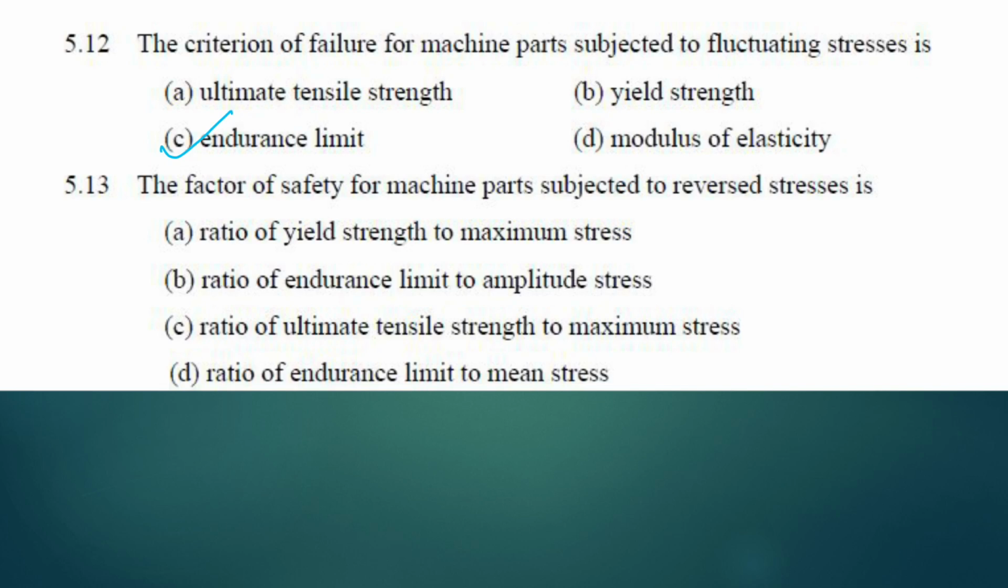Next question, the factor of safety for machine parts subjected to reverse stress. Reverse stress means, if you plot the stress versus time graph, it will come like this. This value is sigma, this value is also sigma. So in this case, factor of safety is endurance limit divided by amplitude stress, sigma A or sigma B. Sometimes we also call it sigma variable.